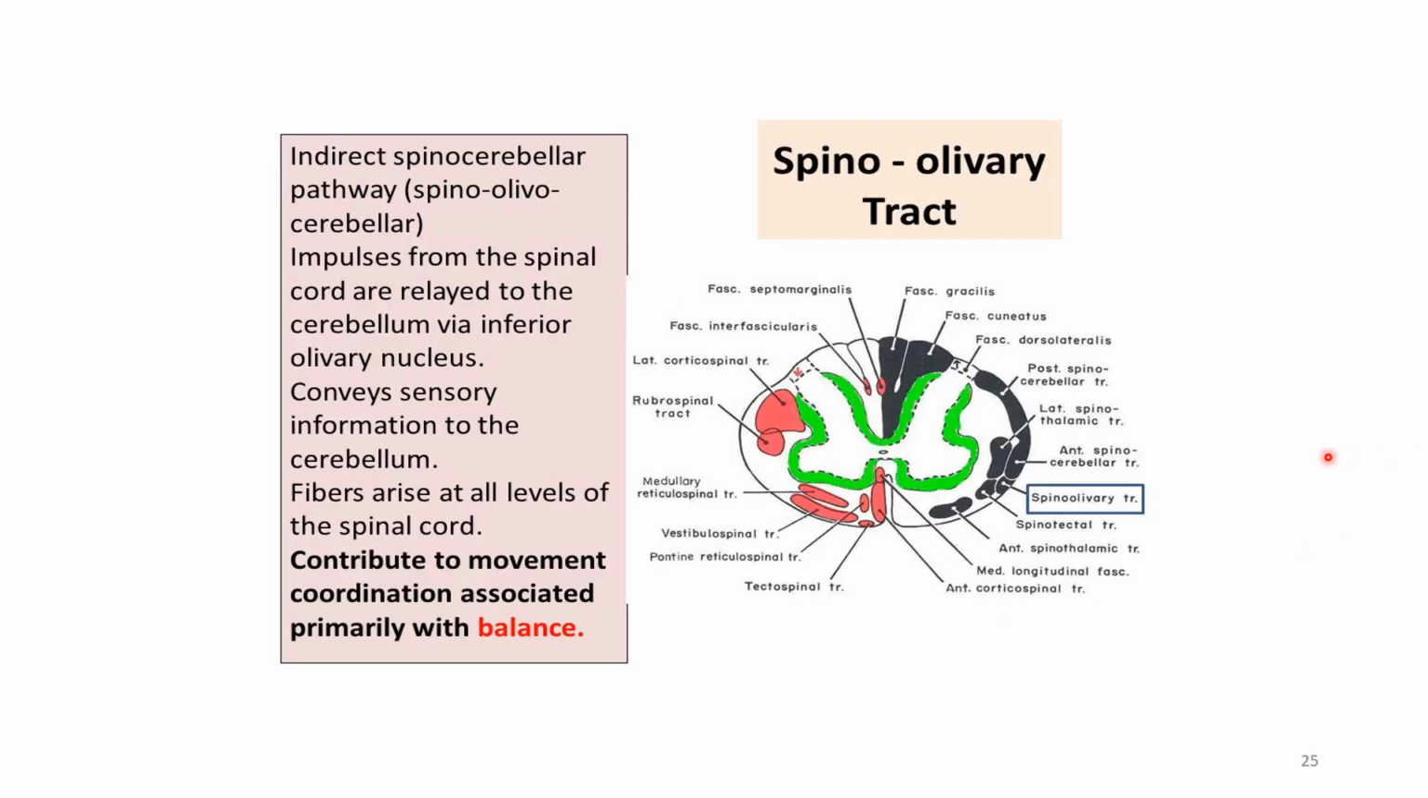Then comes the spino-olivary tract. From the spinal cord to the olivary nucleus. Why is this important? It contributes to the movement and coordination associated primarily with balance. So it is primarily involved in balance. It conveys sensory information to the cerebellum. Fibers will arise at all levels of the spinal cord.